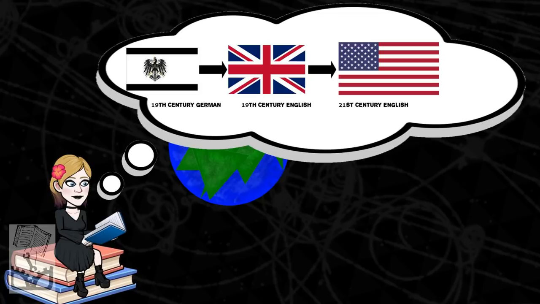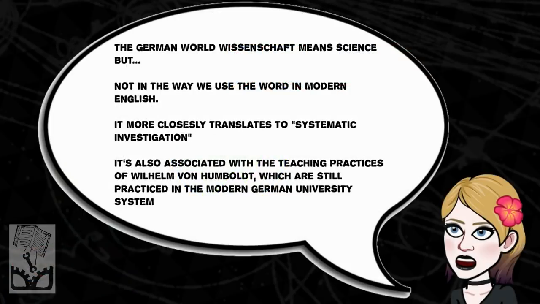With regards to science, the German word Wissenschaft literally translates to science, however the connotative meaning of Wissenschaft more accurately correlates to something like systematic investigation, and is not relegated to what we today think of as science or the sciences, physics, chemistry, biology, etc.